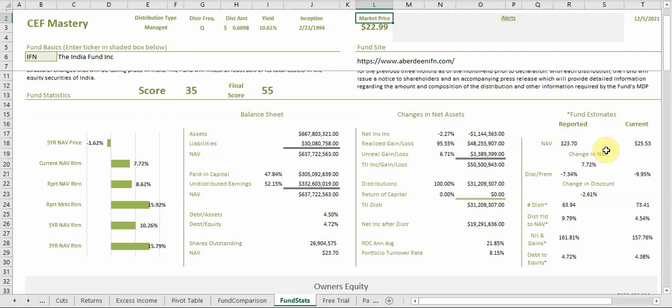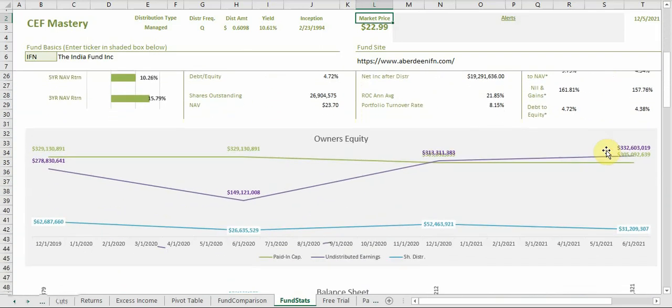First available chart is the fund's position of owner's equity. Now, as you can see, there are 3 items listed here. These come from the fund's balance sheet. It lists the amount of paid-in capital. And when you hear the term return of capital, this is where it comes from.